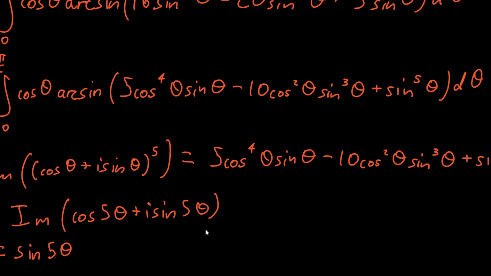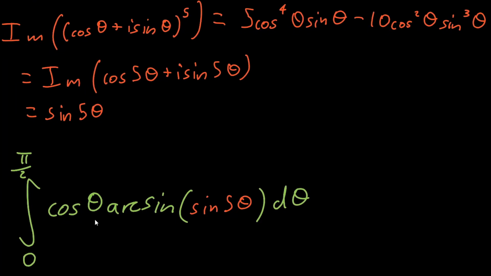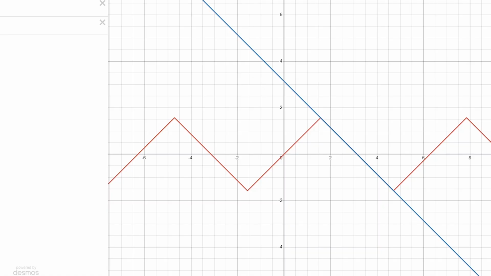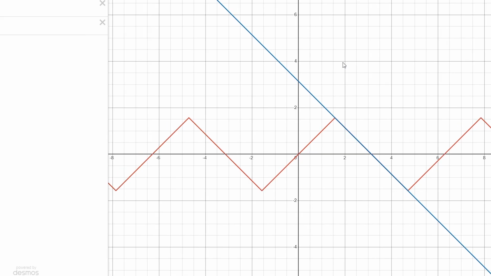So we end up getting the integral between 0 and pi over 2 of cos theta times arcsine of sine 5 theta, d theta. Now here we have to be a bit careful. We can't just jump and say that arcsine of sine 5 theta equals 5 theta, because that's not actually true everywhere. If we go into Desmos real quick, I can show you that if we look at just arcsine of sine x between minus pi over 2 and pi over 2, sure, it is x, but that's not true everywhere. As you can see, between pi over 2 and 3 pi over 2, it's actually pi minus x.